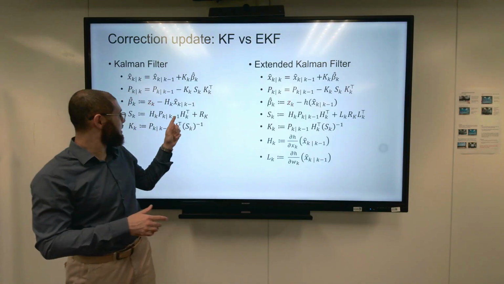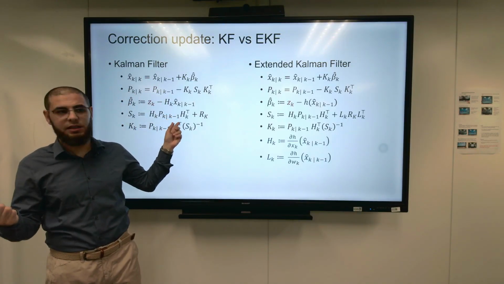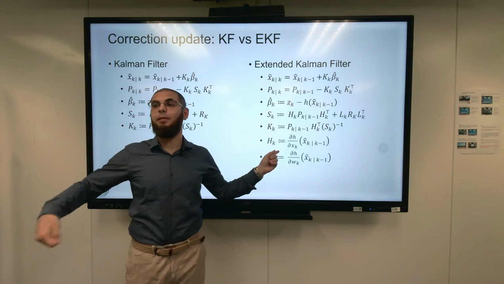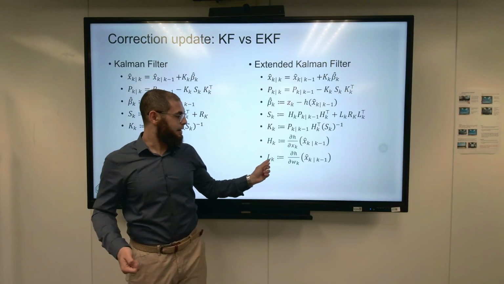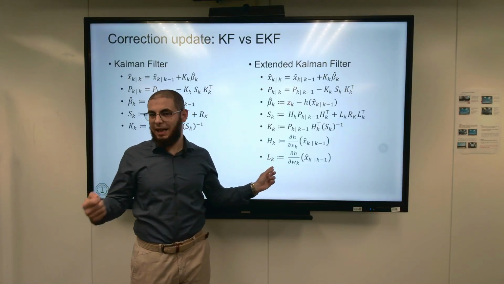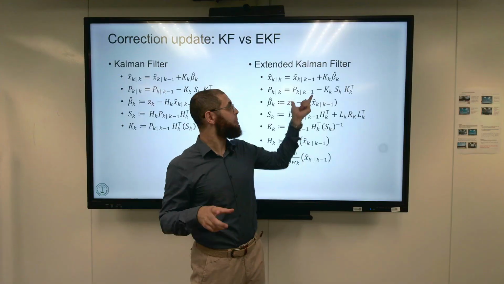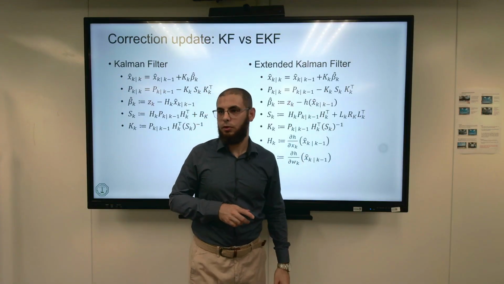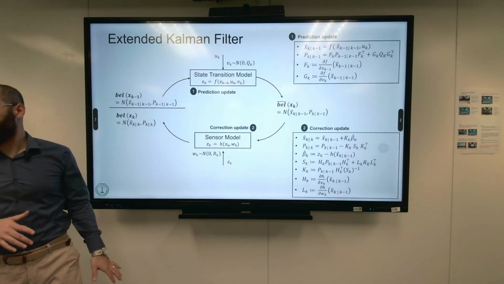So the H matrix that came originally from the state transition model, which was linear, now I have to compute every time step. I have to linearize the system every time step. And there was the introduction of this L matrix, just to take into account that the noise itself appears nonlinearly in the equation. Okay, so this is, in the end, the extended Kalman filter equations.